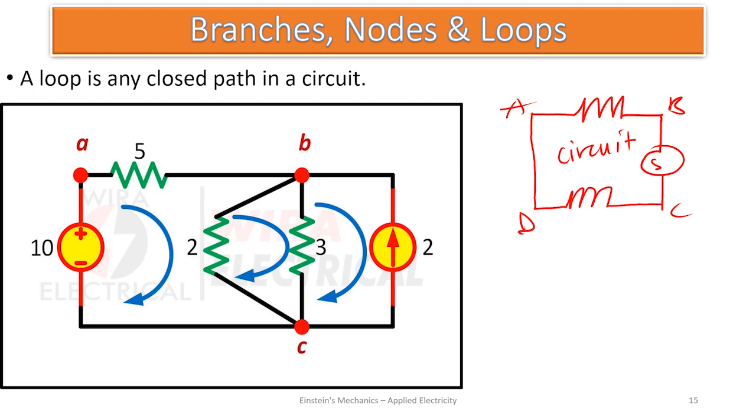And a loop starts from a point and ends at the same point. So this loop is called loop A, B, C, D, A. In order to close it, it started from A, B, C, D. Because when you stop at D, this is not a loop. It is not closed. So you have to come back to A in order to close it. So this is the loop. Are you okay?